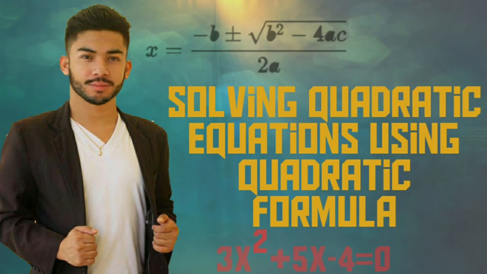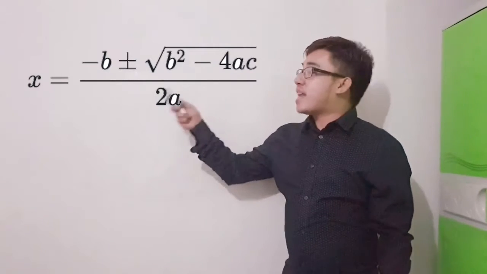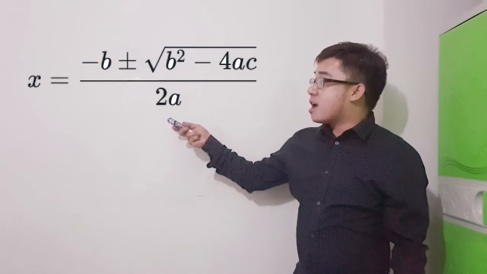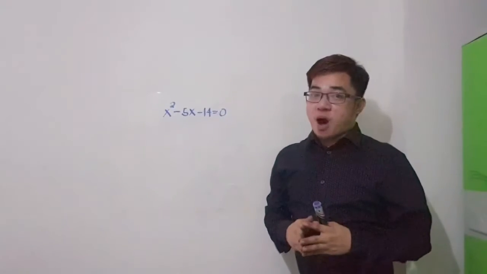In this video, you will learn how to solve the roots of quadratic equations using the quadratic formula. The quadratic formula is derived from the process of completing the square. And the quadratic formula is x is equal to negative b plus and minus the square root of b squared minus 4ac, all over 2a. Example number 1.